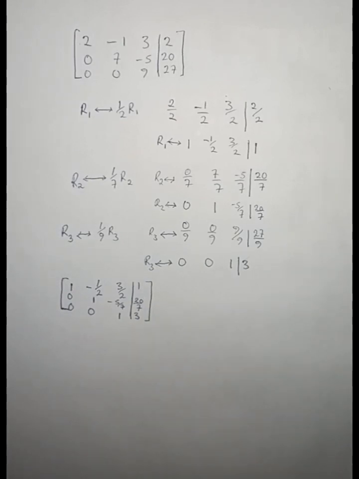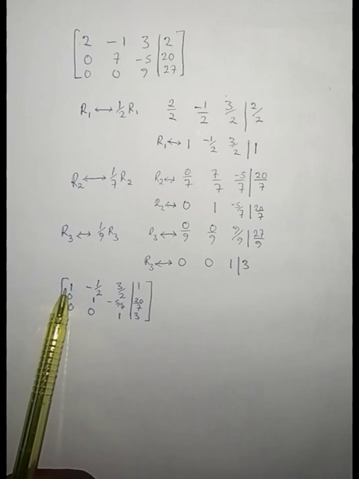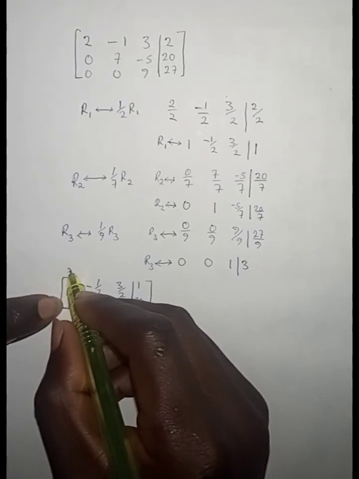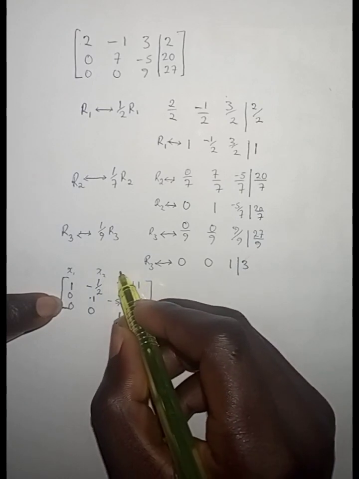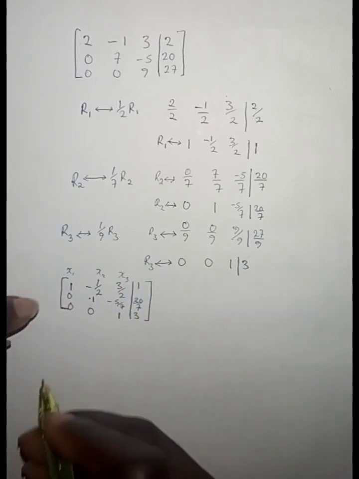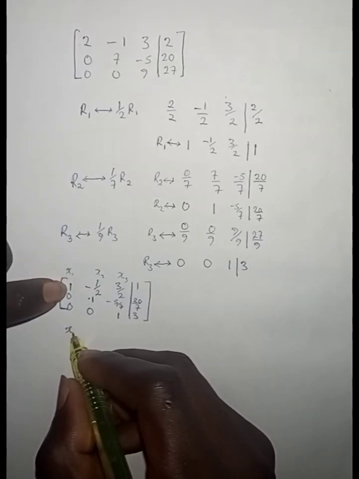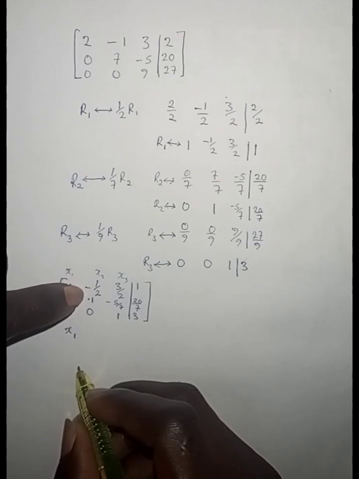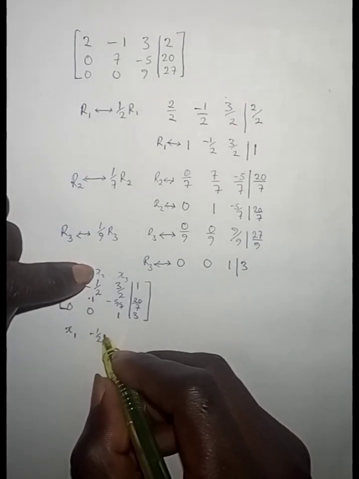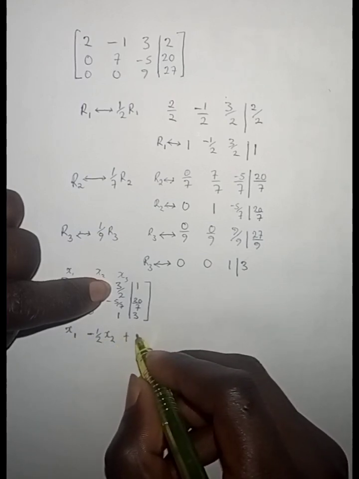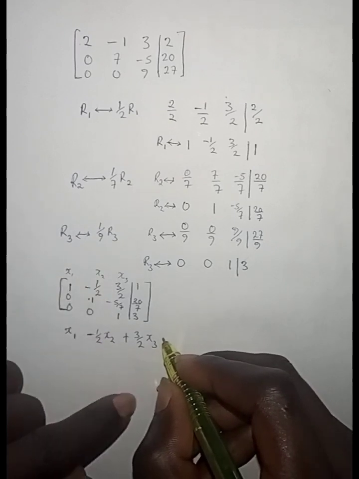We finally row reduce to echelon form, which is our diagonals are 1, 1, 1, and the numbers below the diagonals are 0, 0. So we'll bring back our system of equations, which we all know that column 1 is x1, column 2 is x2, and column 3 is x3. So we'll multiply through like this. 1 times x1 is x1, minus half times x2 is minus half x2, x3 times 3 over 2 will be plus 3 over 2 x3, all equal to 1.